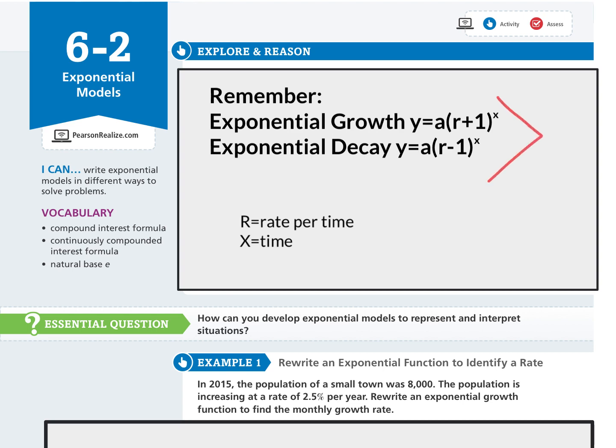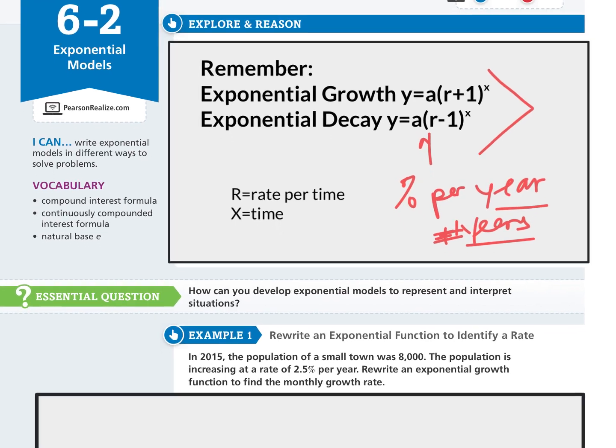And then also remember that R in this instance is per time and T is per time. So usually R is going to be like the percent per year, and T would be the number of years. Notice here that these two units match. So if we end up starting to talk about months or something else, then that's going to change how we structure our equation. So let's look at an example of that actually.